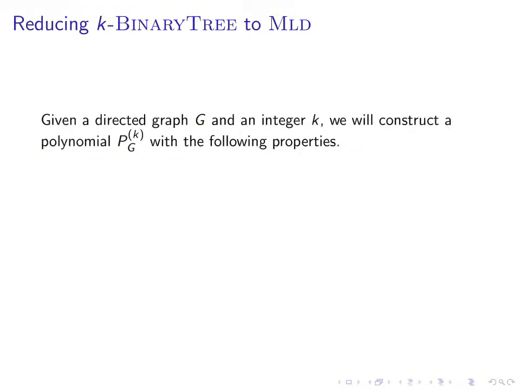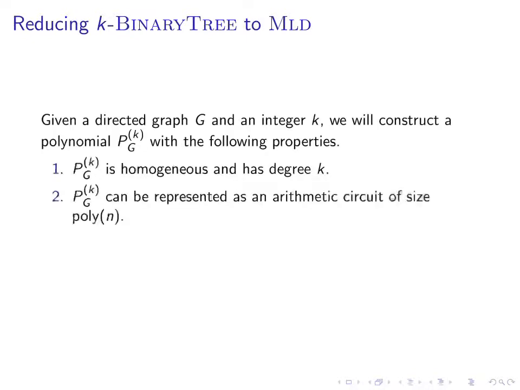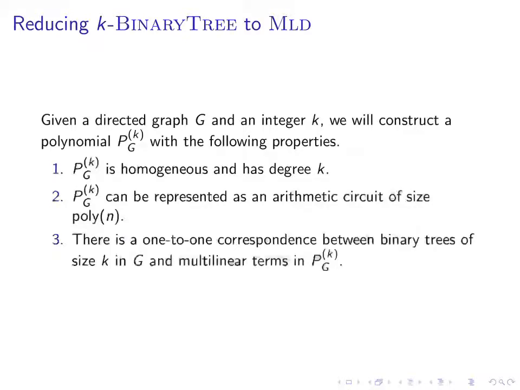So our goal is to reduce the k-binary tree problem to the multilinear detection problem. So given the graph and an integer k, we want to construct a polynomial that satisfies the following properties. First, the polynomial is homogeneous and has degree k. Second, the polynomial can be represented as an arithmetic circuit where the circuit size is poly(n). And third, there is a one-to-one correspondence between the binary trees of size k in the given graph and the multilinear terms in the polynomial that we would like to construct.